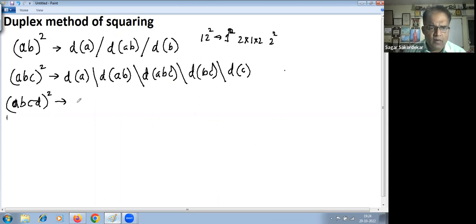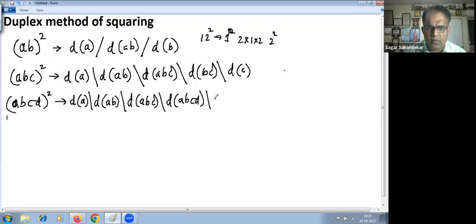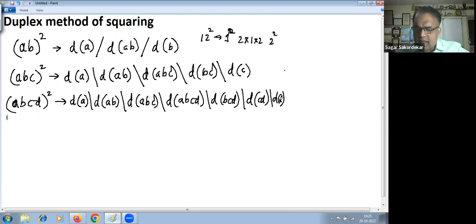It will be duplex of A, duplex of A, B, duplex of A, B, C, duplex of A, B, C, D, duplex of B, C, D, duplex of C, D, and then duplex of D. So if you just count 1, 2, 3, 4, 5, 6, 7 steps, you know that for 4 by 4 crisscross, there are 7 steps. This is D, last.